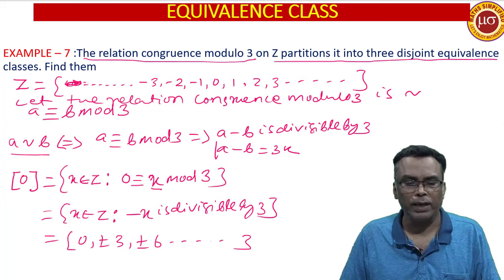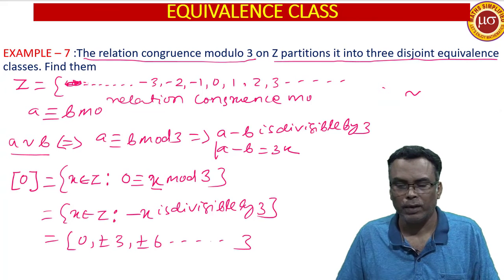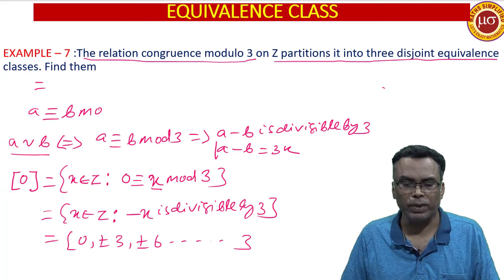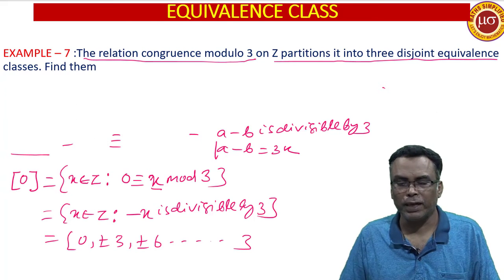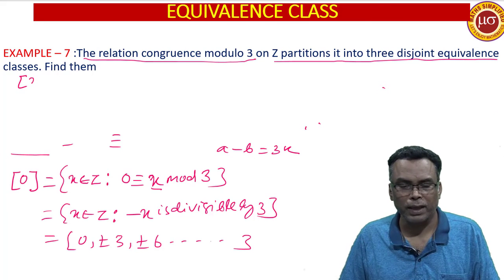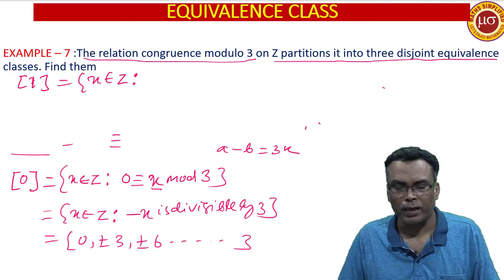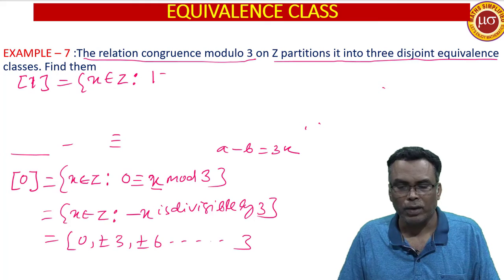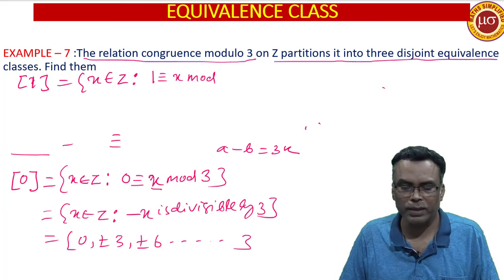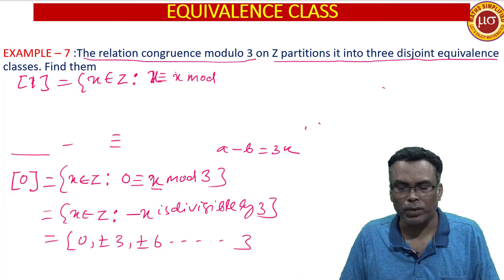Let's check what the equivalence class of 1 is. All the elements which are related to 1 form the equivalence class of 1. That is all x belongs to Z such that 1 is congruent to x mod 3. Or you may write x congruent to 1 mod 3, it's also okay because the relation is symmetric. So I write x congruent to 1 mod 3.